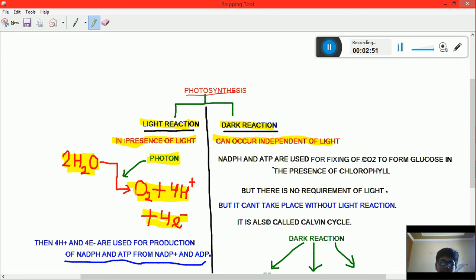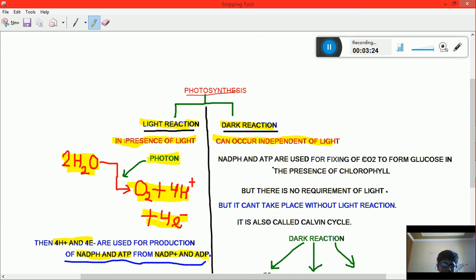So what is the use of these 4 hydrogen and 4 electrons? They are used in the production of NADPH and ATP. Now what is NADPH? NADPH is a very important compound. It is an energy source compound containing electrons, and ATP, as we all know, is adenosine triphosphate. NADPH stands for nicotinamide adenine dinucleotide phosphate, hydrogen. NADPH and ATP are formed from NAD plus and ADP.